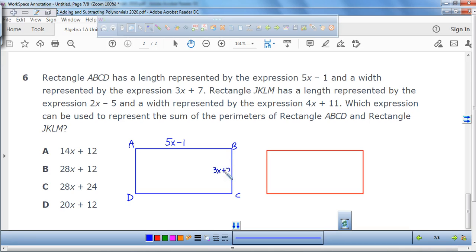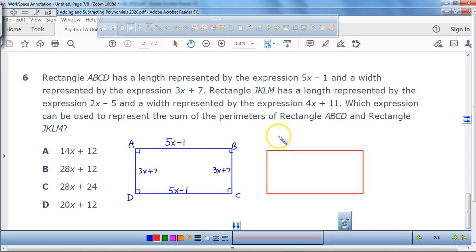Now, one thing about rectangles that you should know, besides that they have 90 degrees in all their corners, is that opposite sides are equal. So if 5x minus 1 is the length, then over here, that's going to have the exact same length. And if the width is 3x plus 7, then this width will also be 3x plus 7. Well, that makes it easy.